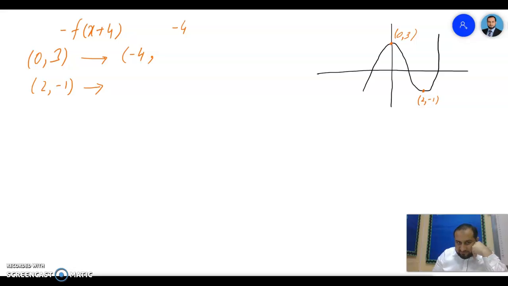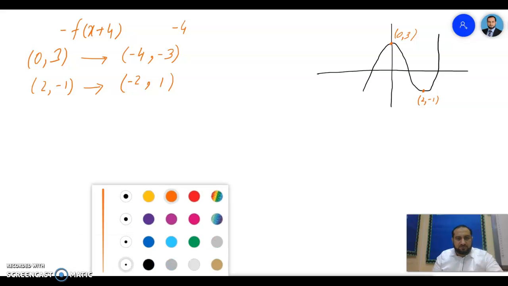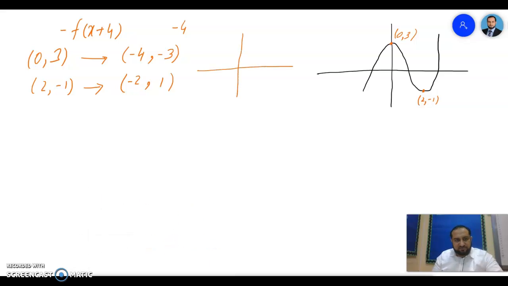And this minus outside over here is telling us the y coordinate will be multiplied with the minus sign. So the coordinates will be minus 4 and minus 3. Similarly here we are at 2. If we move 4 units to the left, this will be minus 2, and then the y coordinate will be multiplied with the minus sign, because there is a minus sign outside, so this will become minus 2 and 1. If we try to sketch this, minus 4, minus 3 will fall somewhere here, and minus 2 and 1.